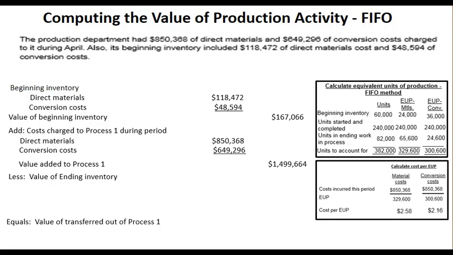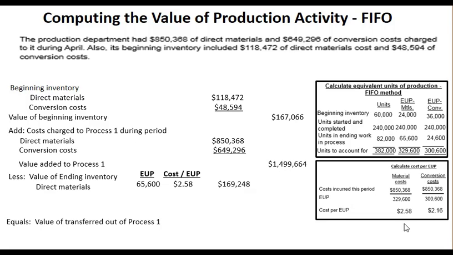Now I take the value of my beginning inventory and the value added to process 1, and I'm going to have to subtract out the value of my ending inventory. However, there's no place that indicates what the value of my ending inventory is. So in order to calculate the value, I'm going to take the direct materials separately, in the case of my ending inventory.